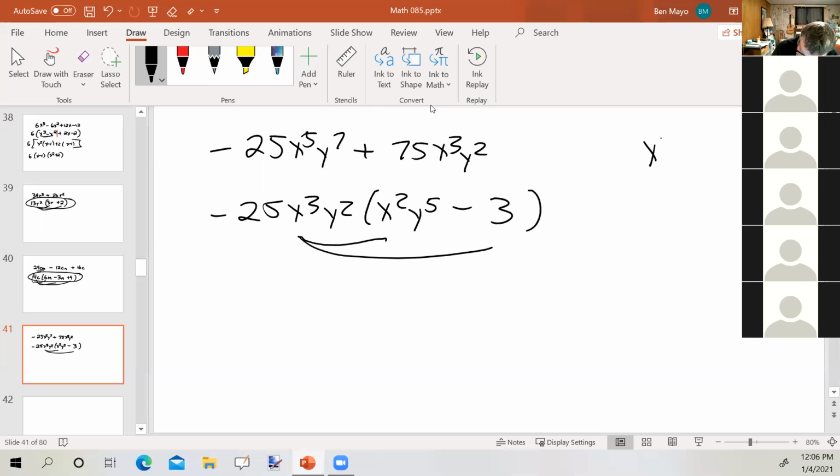Recall that x cubed times x squared is x to the 5th, right? Or y squared times y to the 5th is y to the 7th. When you're multiplying two powers with the same base, you add the exponents. That goes back to chapter 5 if you need to review that. 5.1 and 5.2, it talks about that.